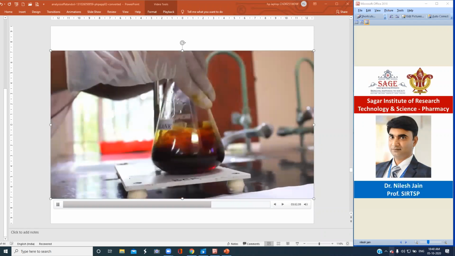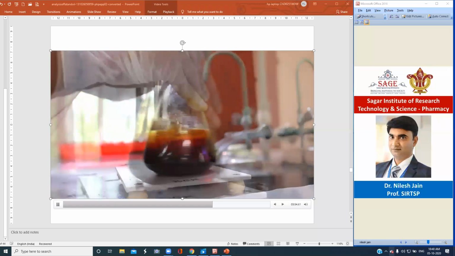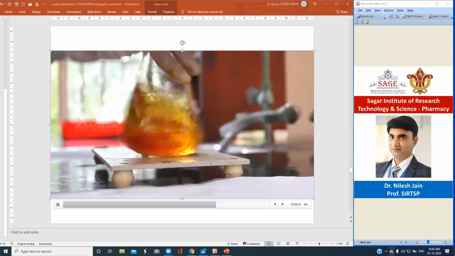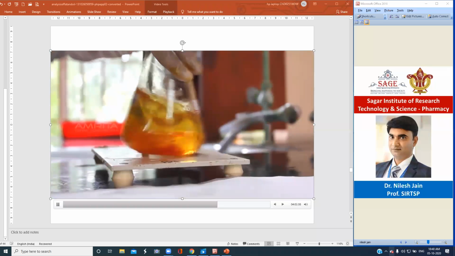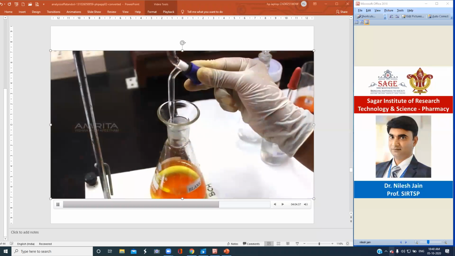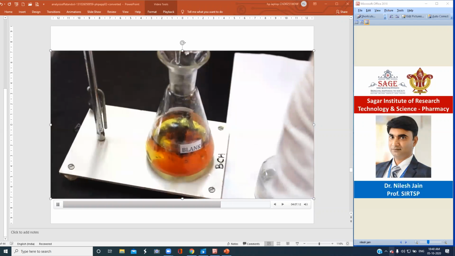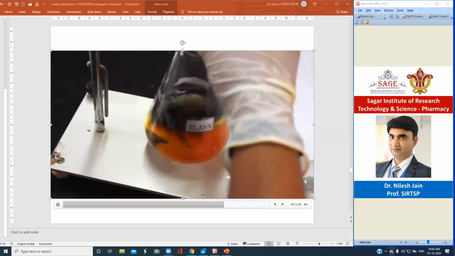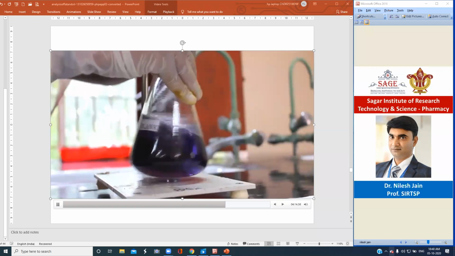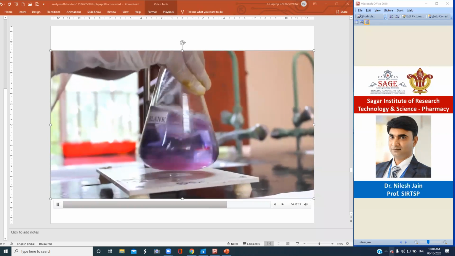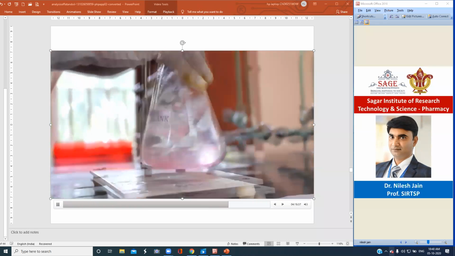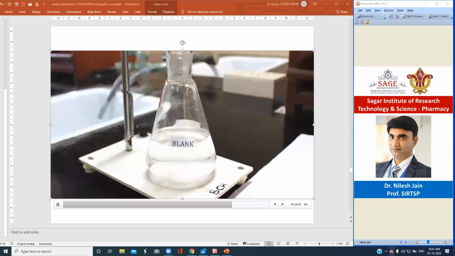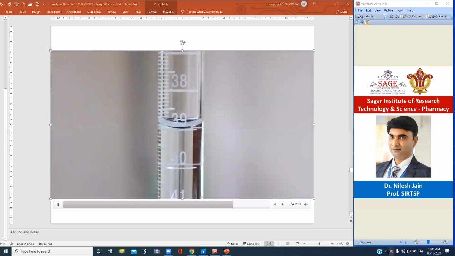The contents of the flask labeled blank are then titrated against 0.1 normal sodium thiosulfate. Continue the titration till the solution turns to pale straw color. Now close the stopcock of the burette, add 1 ml of starch solution into the flask. The color of the solution in the flask changes to purple-blue. Titration is continued until the color of the solution in the flask turns colorless. The disappearance of the blue color is recorded as the end point of the titration.